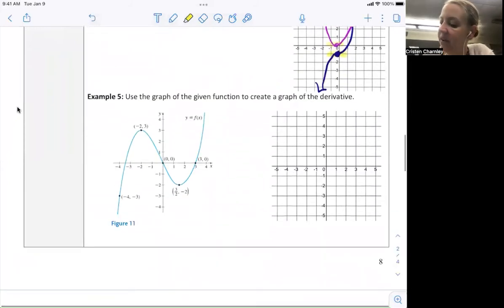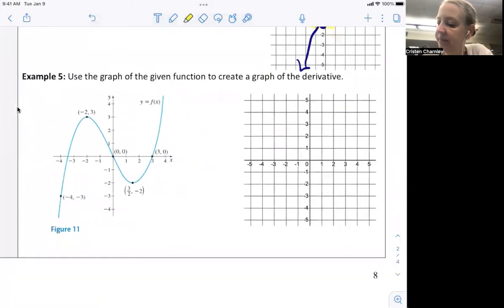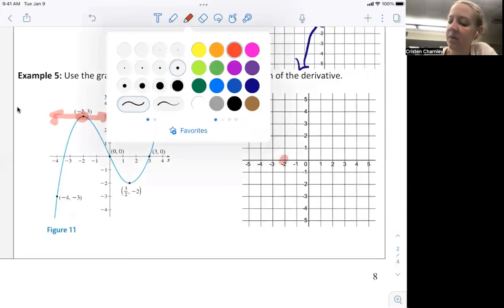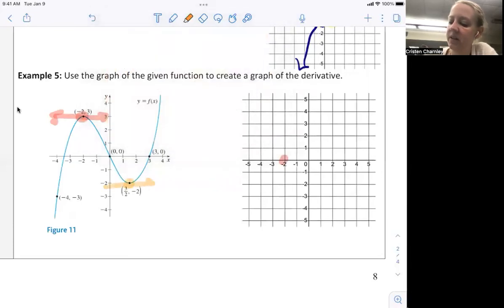Now, example 5, use the graph of the given function to create the derivative. So here's the important stuff. This point has a horizontal tangent line, which means the slope is 0. So if the slope is 0, the derivative has a value of 0, at x = -2. If I look at this point on the right, I also have a horizontal tangent line, so I have to have a derivative value of 0. Oops, 3/2. So I'm going to do 1.5 like this.